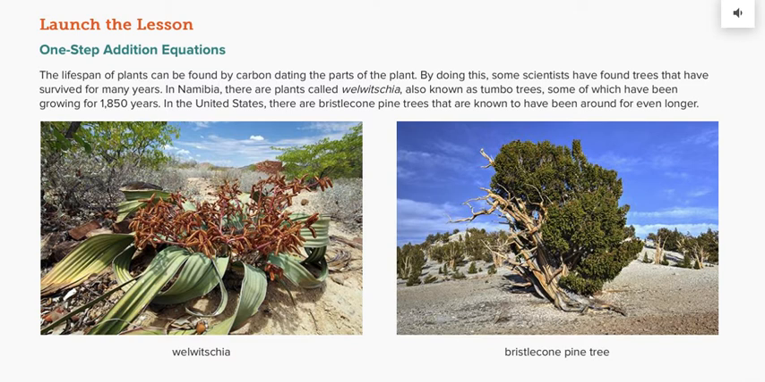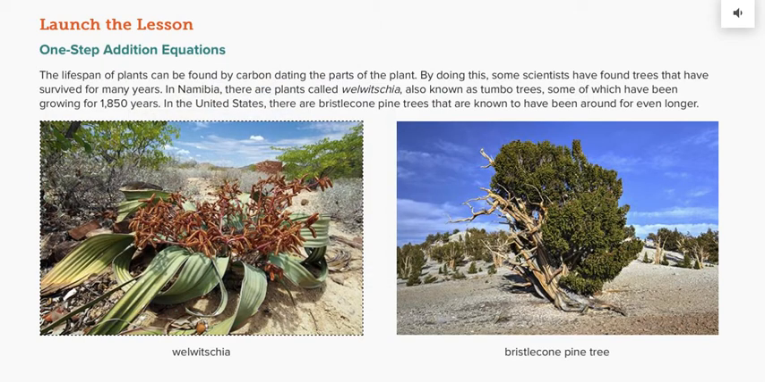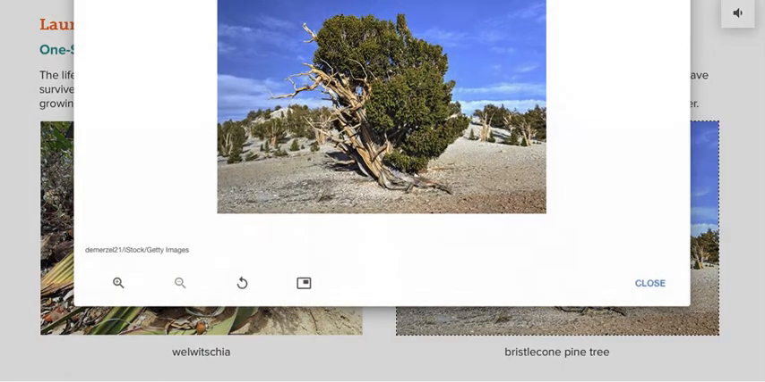In Namibia, there are plants called welwitschia, also known as tumbo trees, some of which have been growing for 1,850 years. In the United States, there are bristlecone pine trees that are known to have been around for even longer.